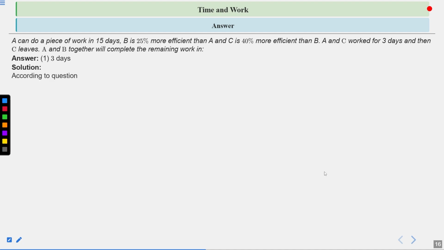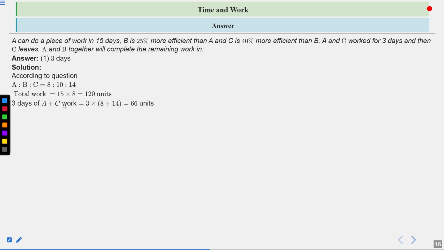So according to the question, A : B : C becomes 8 : 10 : 14. Now we can simplify it. So for the total work, we let the efficiency of A be 4. So we can say that the total work will become 15 into 8, so we get 120 units.